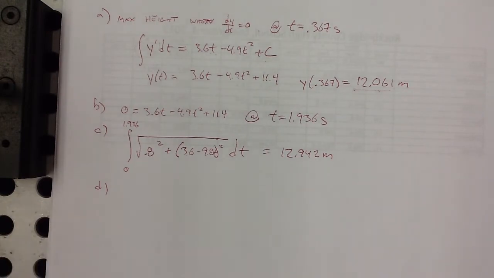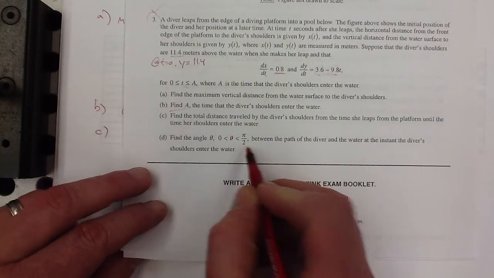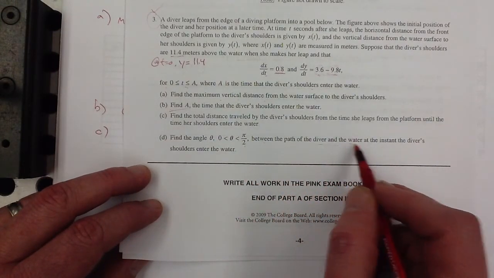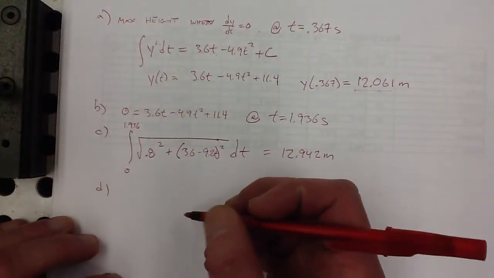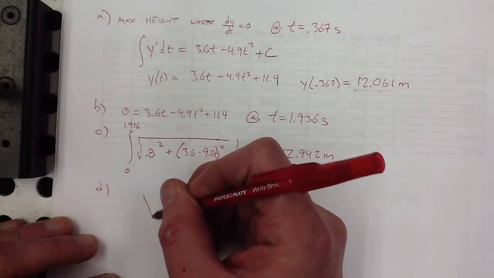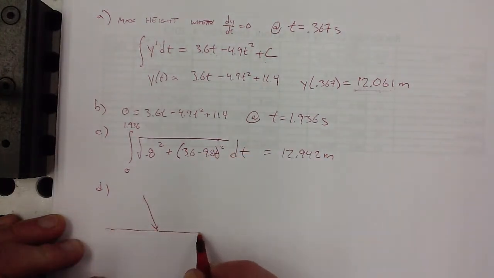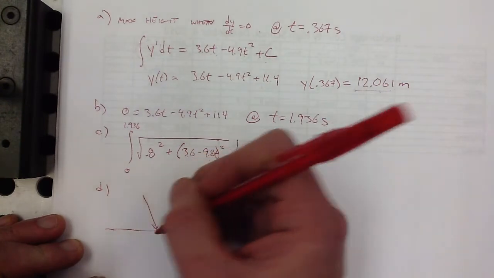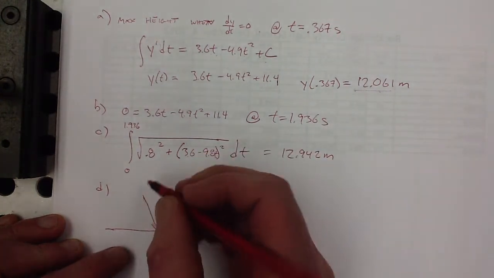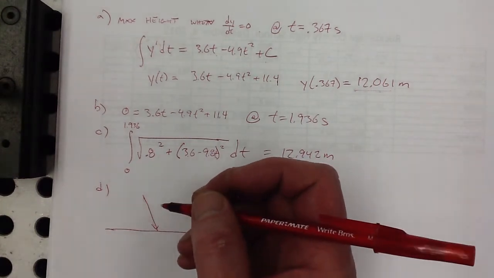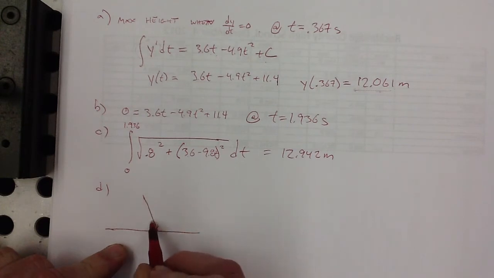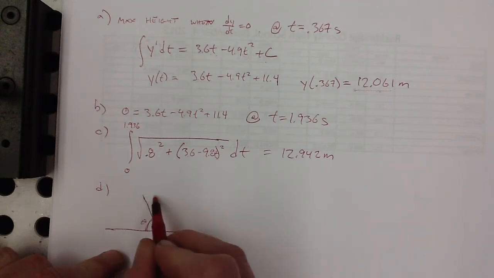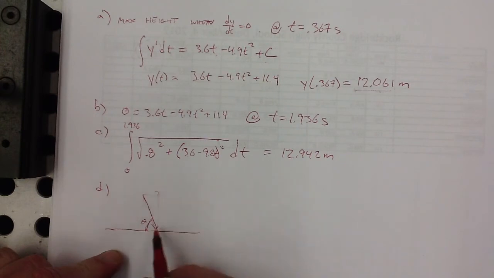And then part D, find the angle theta between 0 and pi over 2 between the path of the diver and the water at the instant the diver's shoulders enter the water. Well, again, this is a little easier if you're in physics, I think, but the angle that you're actually traveling at is the angle of your velocity. So we want to know what her velocity is, and then we'll turn it into a little vector triangle, and we'll find this angle theta.